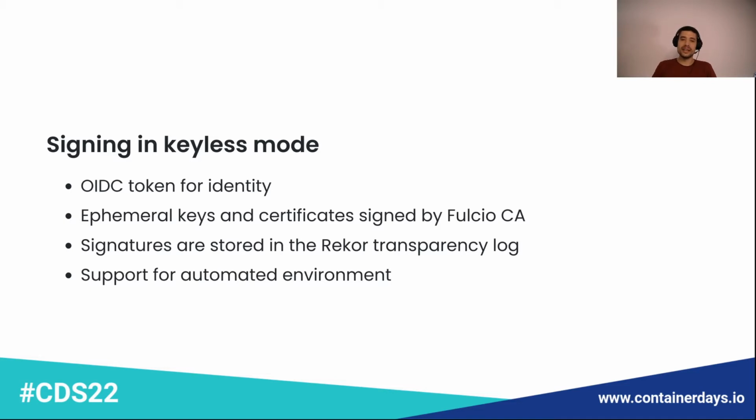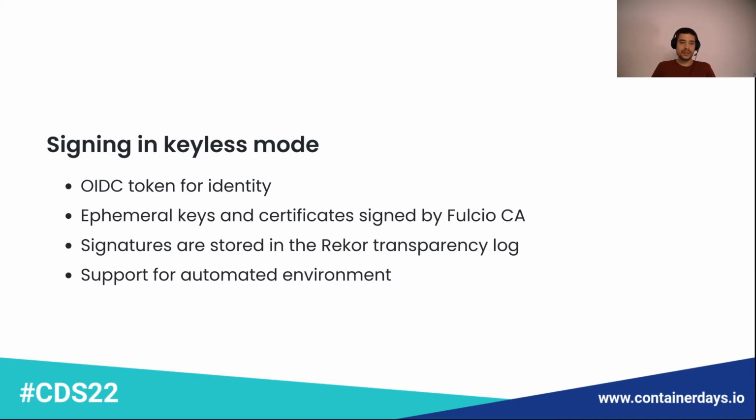Fulcio will verify your identity based on this token and the email. It will issue some certificates. You will use these certificates for the actual signing. And then the signature will be stored in the Rekor transparency log. So anyone can verify the transparency log to verify that the signature is valid. It has support for automated environments such as CI/CD pipelines. We will see an example later.